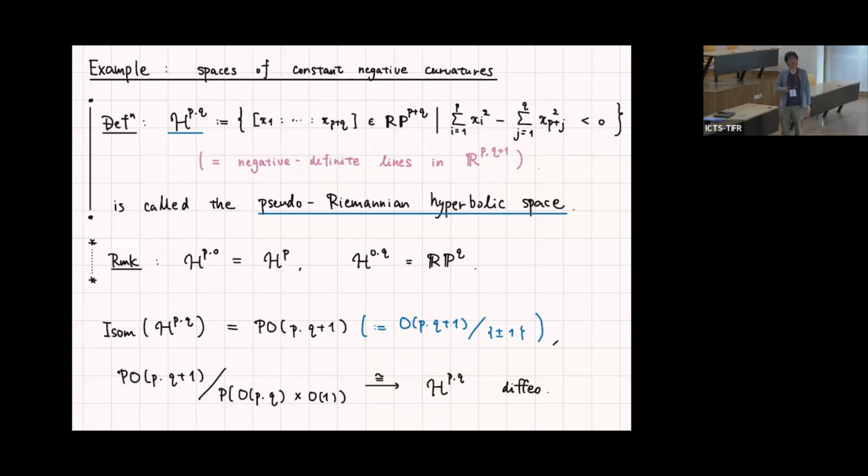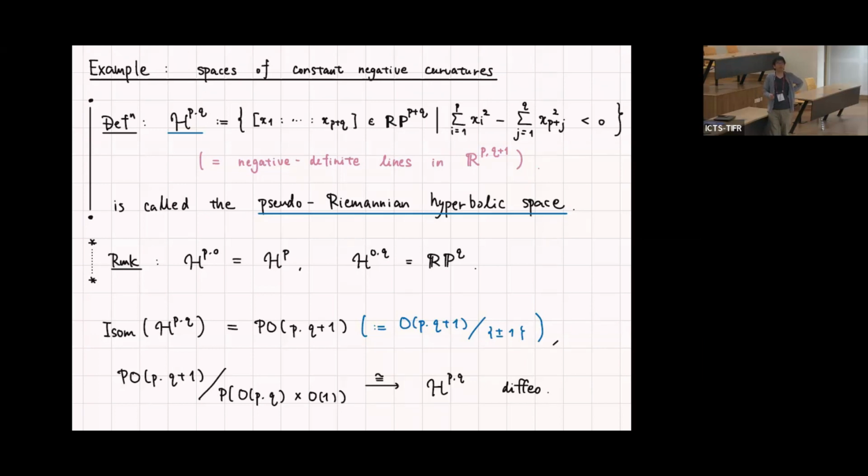So let H^{p,q} be this space. H^{p,q} is an open subset of the real projective space which satisfies this inequality. In other words, with our definition, H^{p,q} is the set of all negative definite lines in R^{p,q+1}, where R^{p,q+1} means that as a vector space it is R^{p+q+1}, and we put the signature (p,q+1) indefinite symmetric bilinear form. So this open subset in RP^{p+q} is called a pseudo-Riemannian hyperbolic space. If q is equal to 0, then this is just the Klein projective model of the hyperbolic space. On the other hand, if p is 0, then this condition is vacuous, so this is just RP^q. And in general, it is in between.